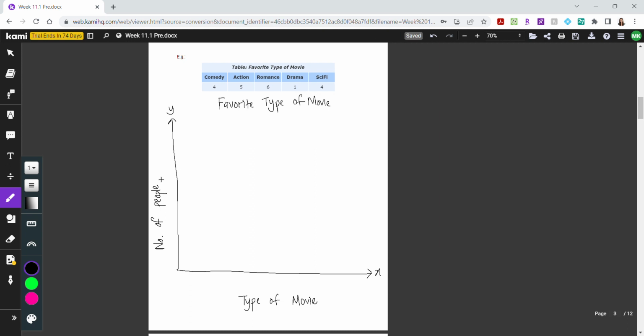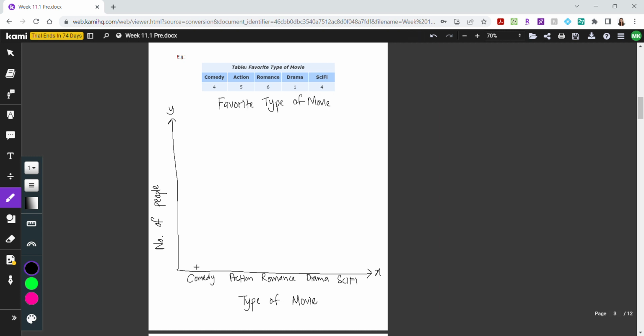And now we want to label the space where the bars would be on the x-axis based on the categories. So the categories in this case are going to be like comedy, action, romance, drama, and sci-fi. So we're going to label that right now. So let's see, we have comedy here, and then action, then romance, drama, and sci-fi.